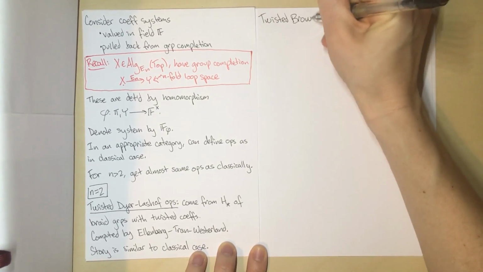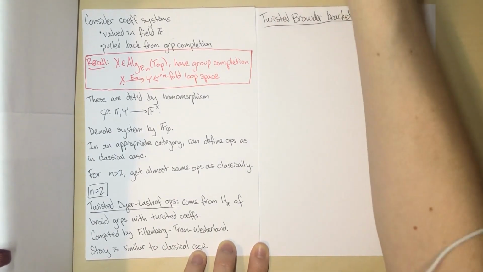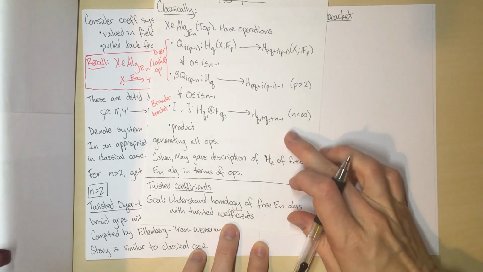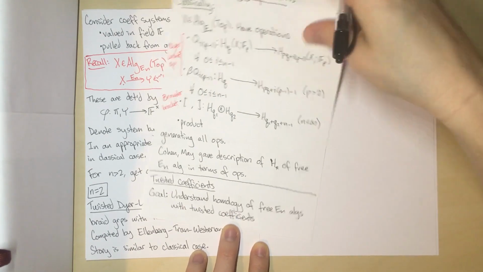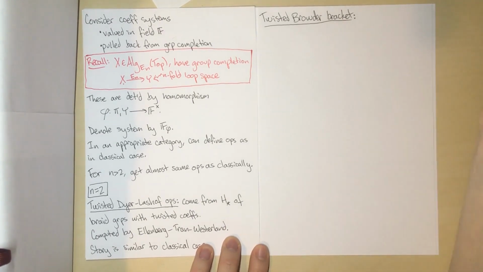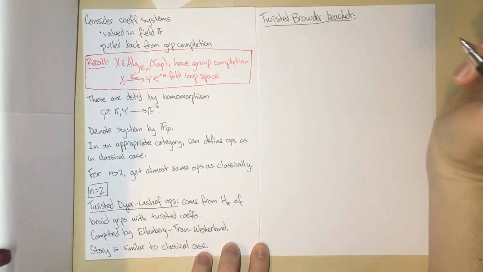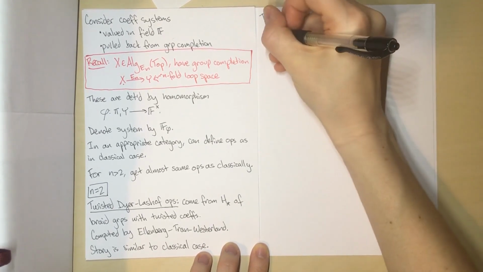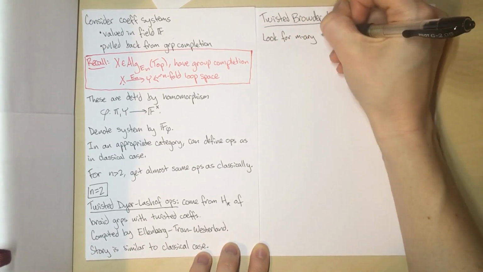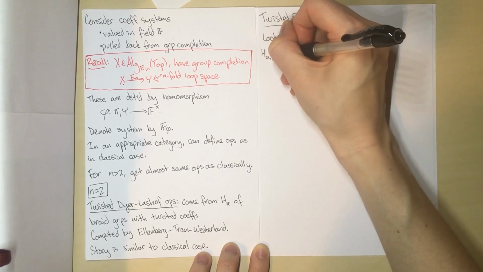So again, the Browder bracket was this binary operation that we had in the classical case. So for n equals 2, it raises degree by 1. So in the twisted case, we shouldn't necessarily expect that we'll have this binary bracket defined. So instead of looking for a binary operation, we're instead going to look for an n-ary operation for some n. And these n-ary operations should look like the following.